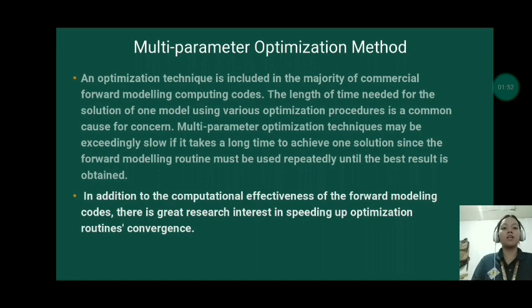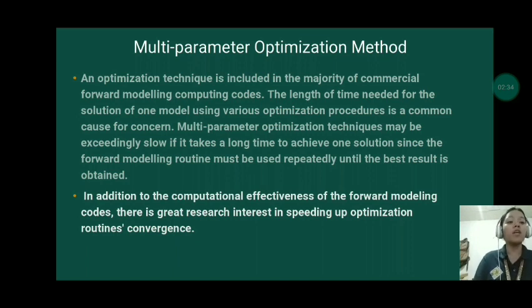So, next, what is the multi-parameter optimization method? An optimization technique is included in a majority of commercial forward modeling computing codes. The length of time needed for the solution of one model using various optimization procedures is a common cause of concern. Multi-parameter optimization techniques may be exceedingly slow if it takes a long time to achieve one solution, since the forward modeling routine must be used repeatedly until the best result is obtained.